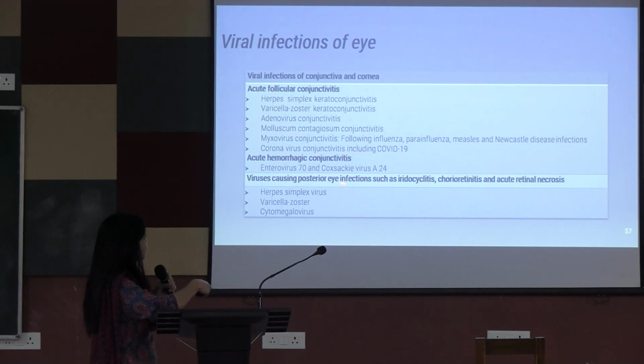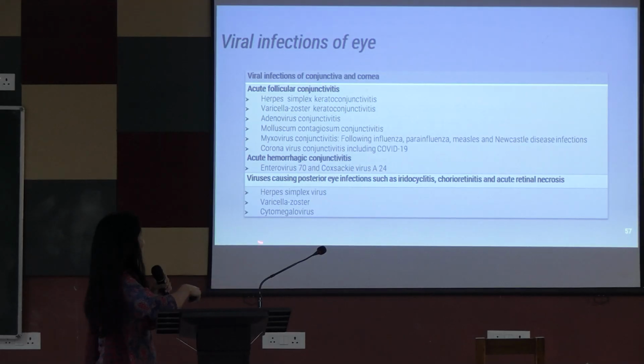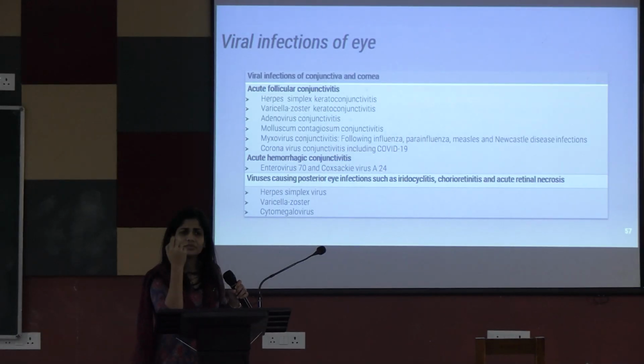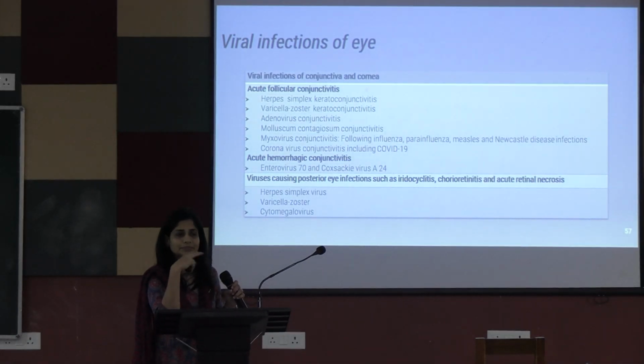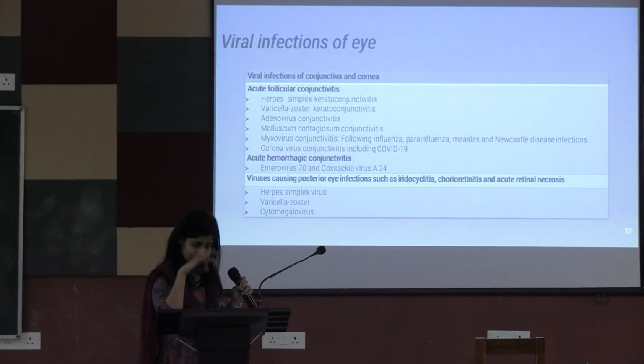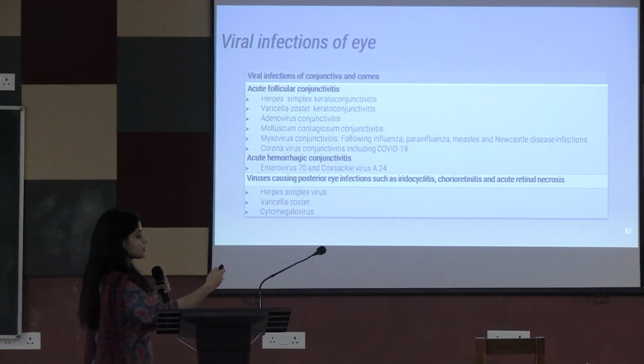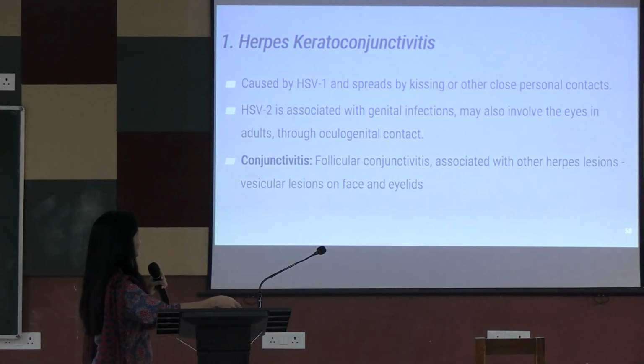Then, viruses causing posterior eye infections: iridocyclitis, chorioretinitis, and acute retinal necrosis. These viruses are involved. What is CMV? Who will have this virus? People having immunodeficiency, HIV patients, less than 50 CD4 count, they will develop CMV chorioretinitis. Okay.